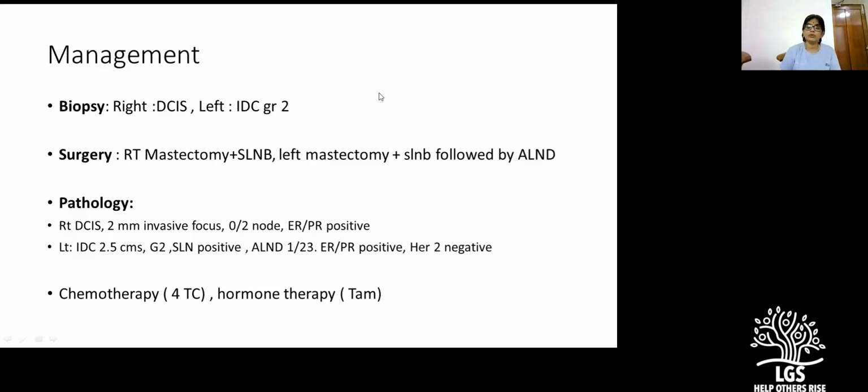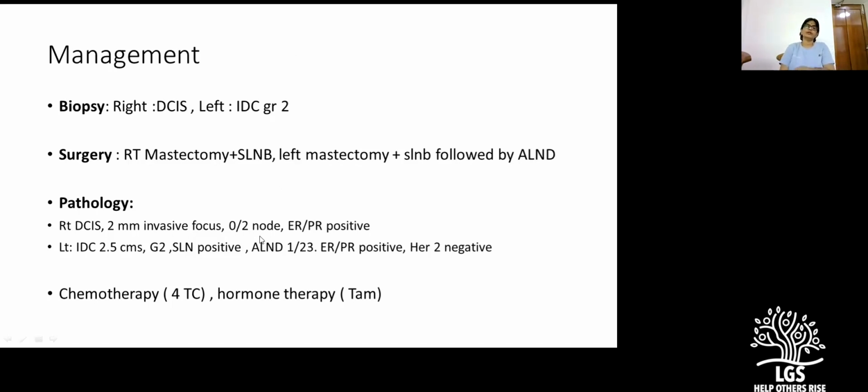But when there is no palpable mass that you feel, and there is no corresponding ultrasound abnormality, you see a finding only on the mammogram, then that is a case for stereotactic biopsy. So stereotactic biopsy on the right showed DCIS, left showed infiltrating duct carcinoma grade 2. And so there was a 2 millimeter invasive focus here.